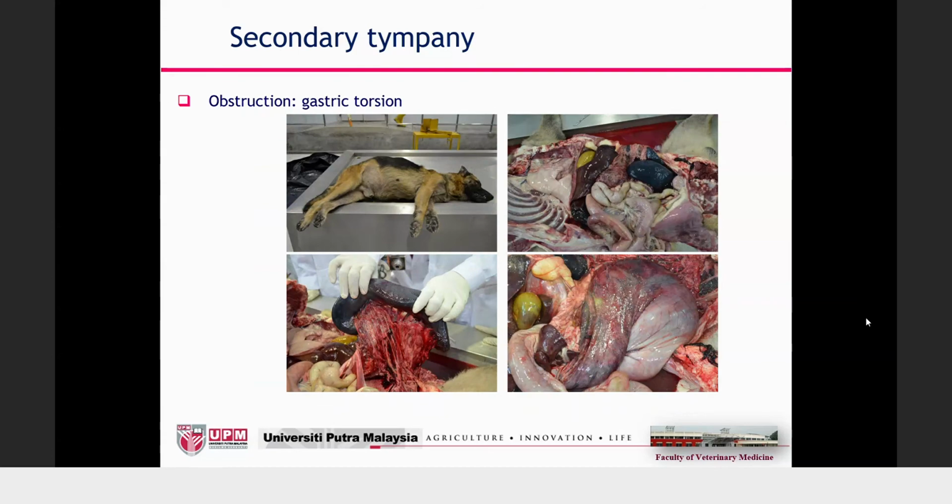In monogastric animals, one example is gastric torsion. They can also cause bloat. This is a German Shepherd. If you look carefully, you can see a very enlarged spleen. This is a real case we had, and you can see the stomach is twisted.